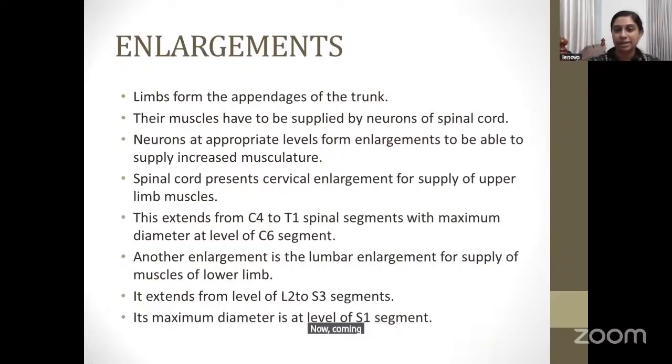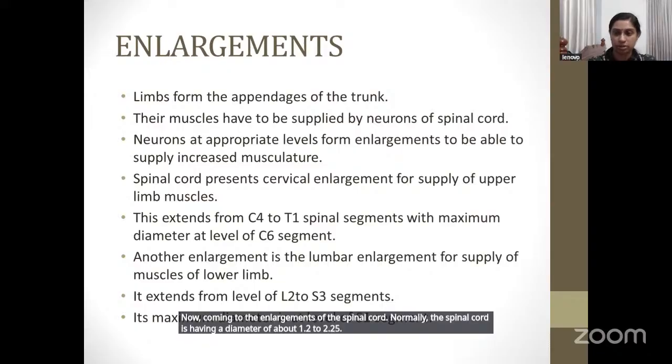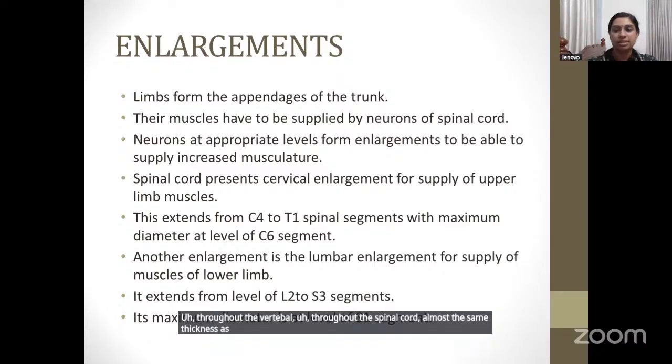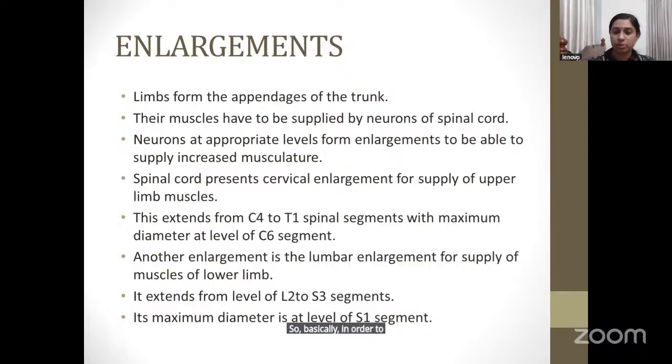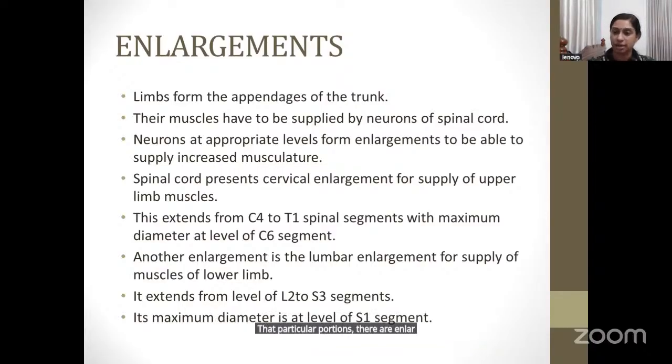Now coming to the enlargements of the spinal cord. Normally, the spinal cord has a diameter of about 1.2 to 1.25 centimeters throughout; almost the same thickness is there. But in certain areas, there are enlargements of the spinal cord in order to accommodate certain additional neuronal plexuses. Basically, in order to accommodate the limbs, at the limb areas there are the brachial plexus, lumbosacral plexus, etc. In order to accommodate that, at those particular portions, there are enlargements of the spinal cord.